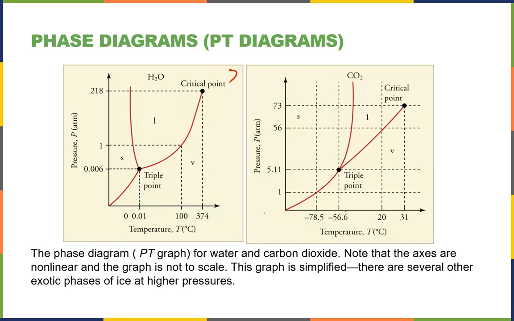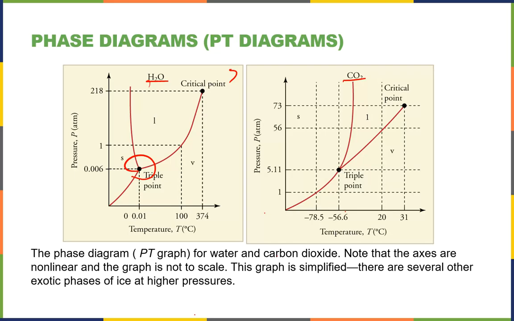Another important thing to note is the triple point. We've talked about this before. The triple point is a very specific pressure and temperature where you have solid, liquid, and gas all coexisting. So there's only one way for a given substance to get to the triple point. Now, you notice the one on the left is for water. The one on the right is carbon dioxide. So the triple point for carbon dioxide is minus 56.6 degrees Celsius and 5.11 atmospheres.